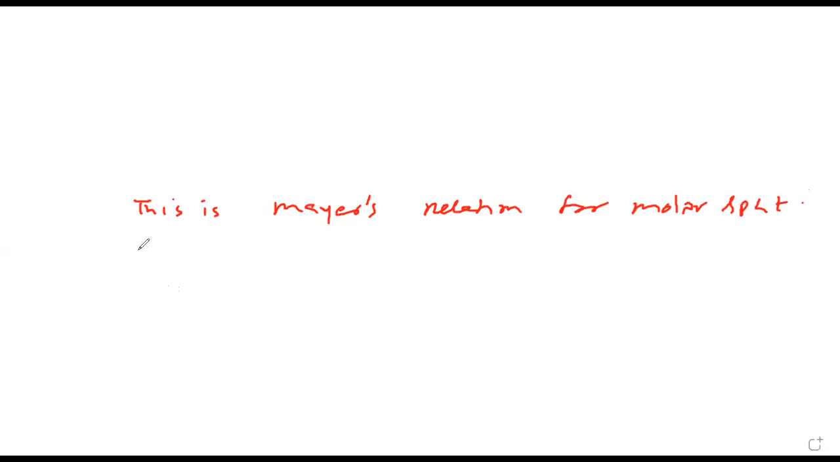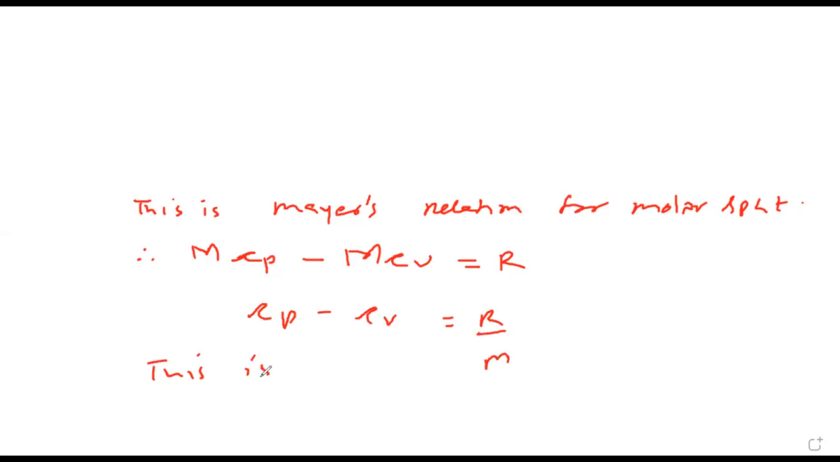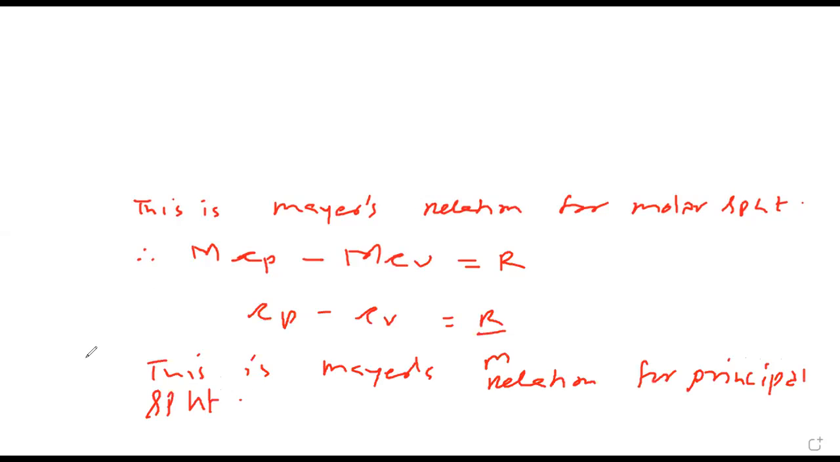Now, see, molar means molecular weight into principal, correct? So M into principal, I can write capital Cp. M into principal, I can write capital Cv equal to R. That means Cp minus Cv is R by M. So this is Mayer's relation for principal specific heat. Copy 4 lines further.